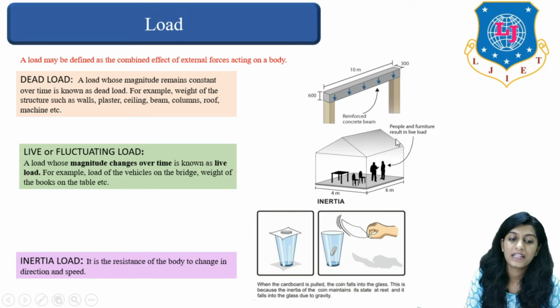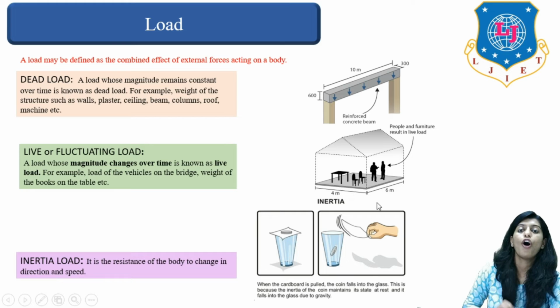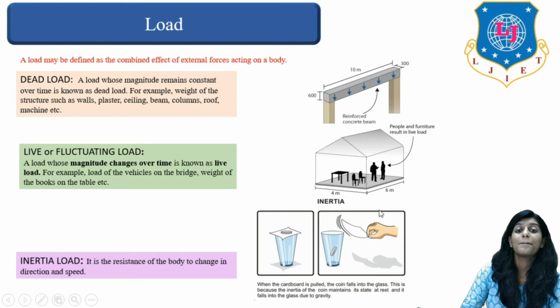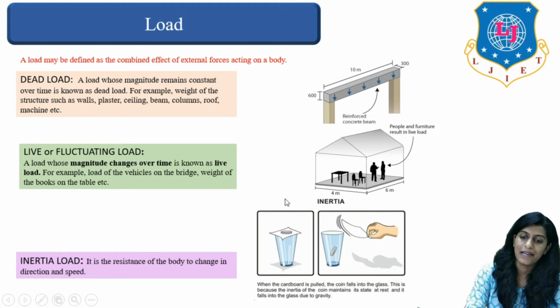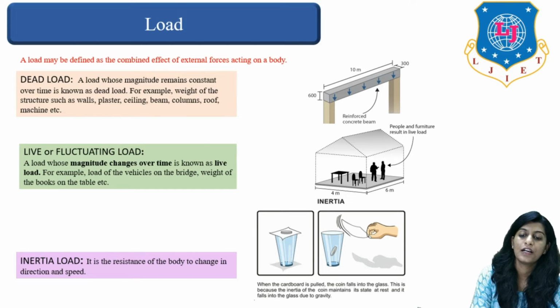So here is one more example. People and furniture inside this particular room are termed as live load, because the amount of furniture or the pieces of furniture, and the number of people inside that room may change with respect to time. So it is considered as a live or fluctuating load.